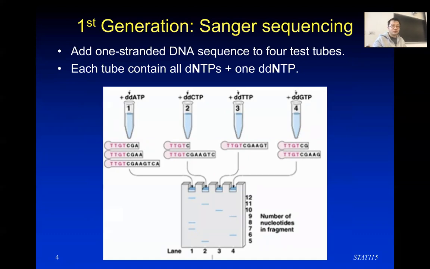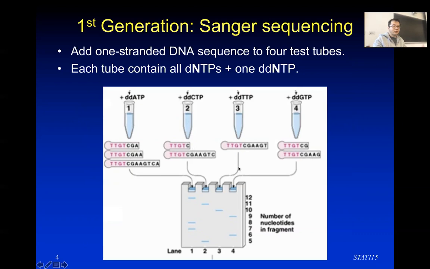For example, for tube A, if some of the molecules, when they synthesize, accidentally use a ddATP, their extension will end at nucleotide A. So in other words, these 4 tubes will contain various lengths of DNA molecules ending with A, C, G, T. In tube A, it will have all the DNAs ending with A, and in the second tube, all the DNAs ending with C.